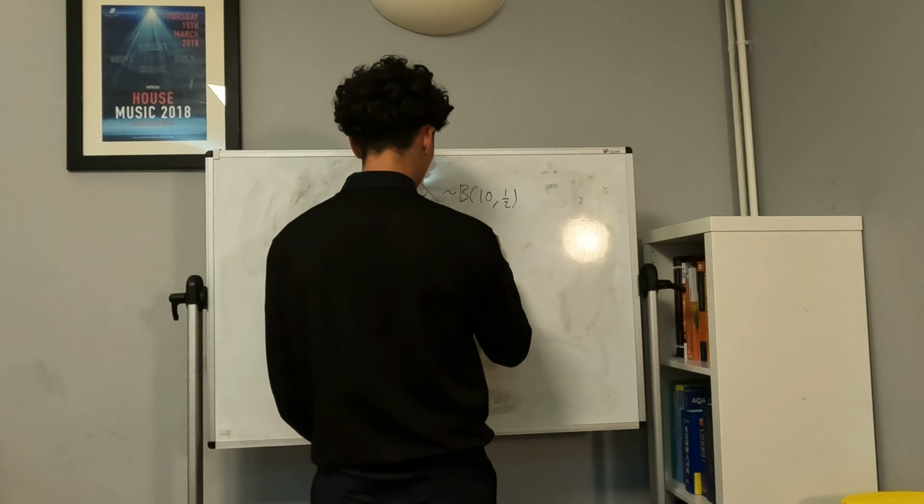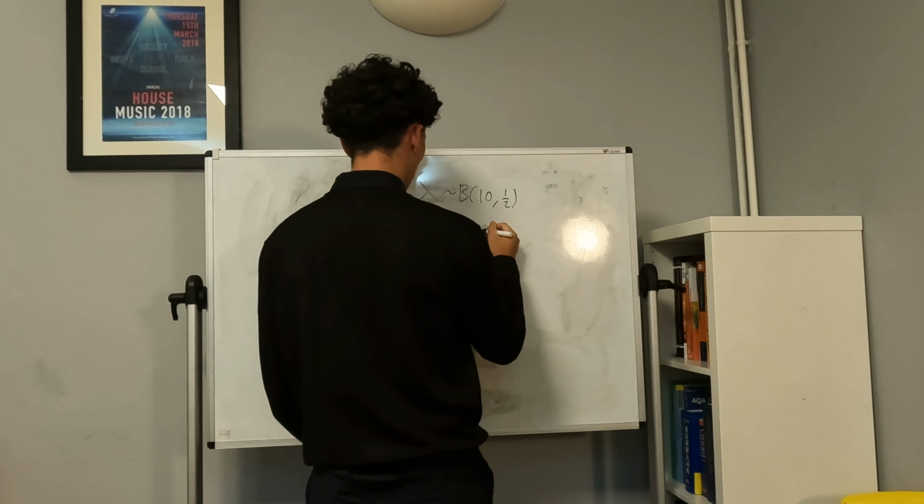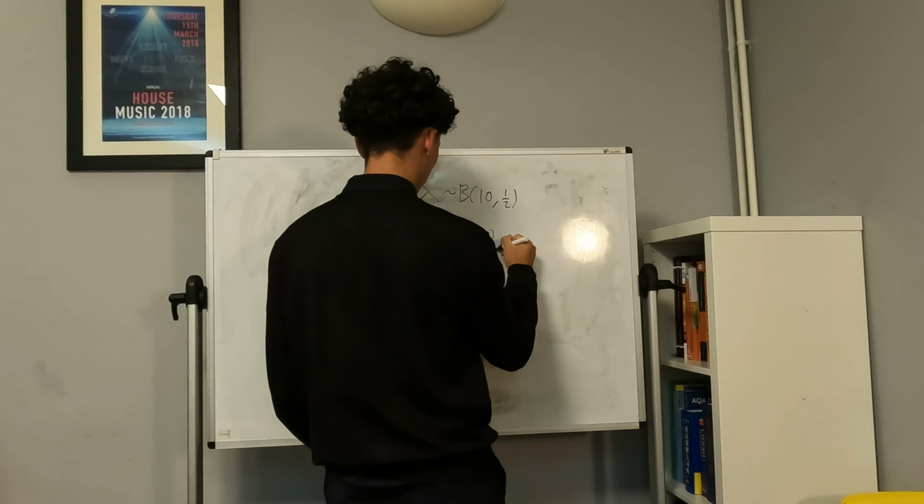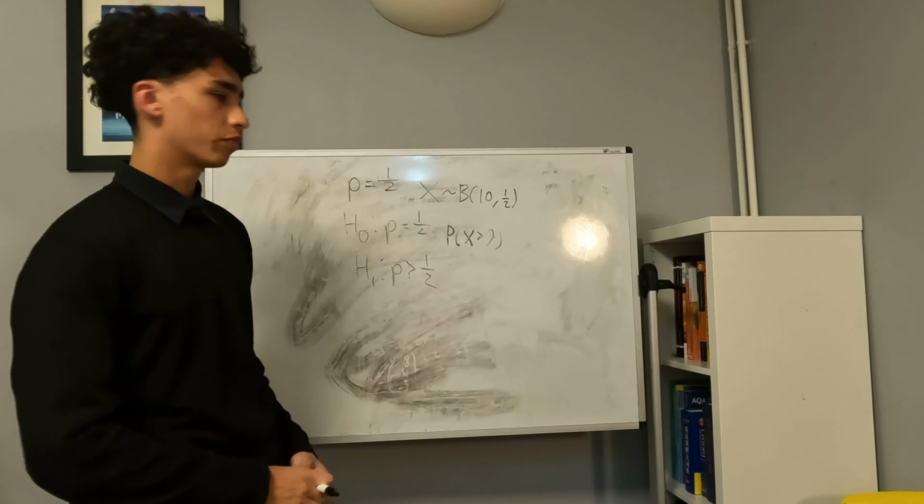The probability that X is bigger than 9. Why do we do that?